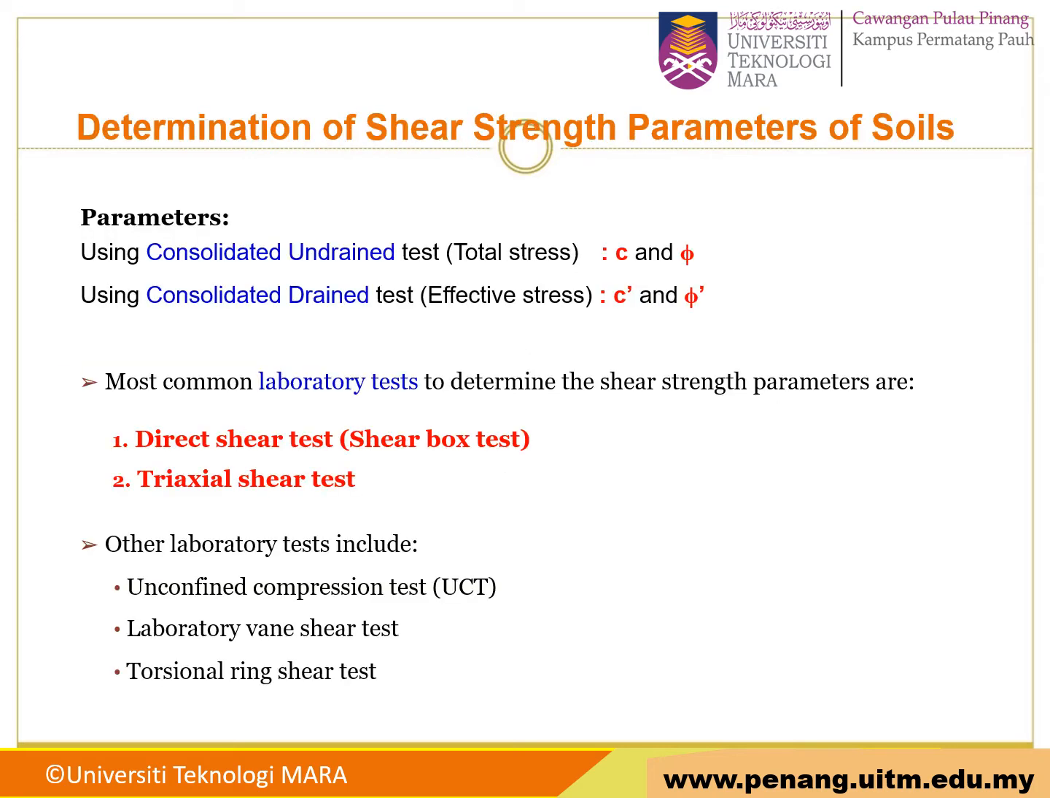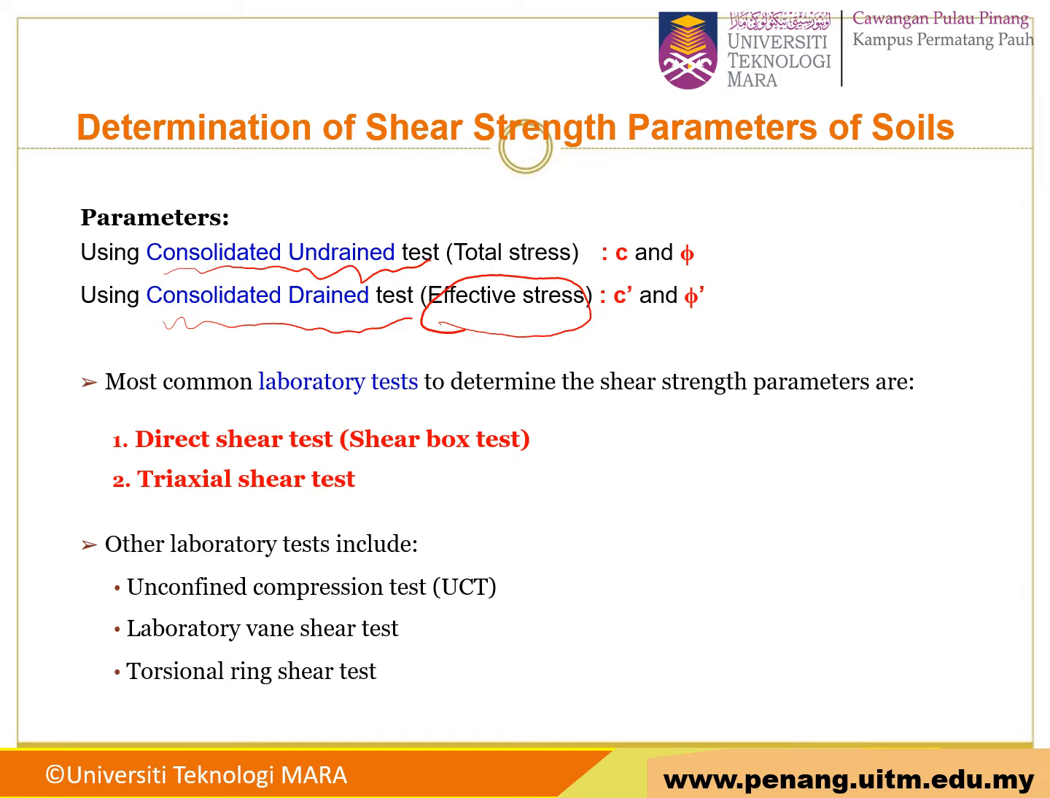Alright guys, determination of shear strength parameters of soil. Using the consolidated drained test, for total stress we will get the C and phi, where C is cohesion and phi is the angle of friction. For the consolidated drained test we will also get the effective stress parameters: cohesion effective and angle of friction effective.